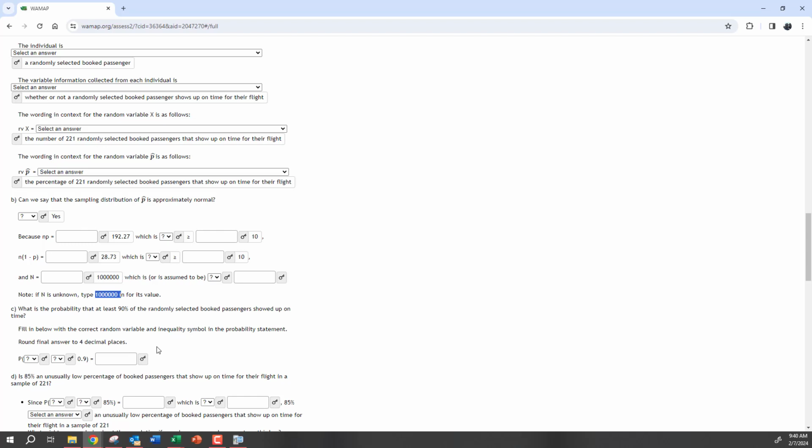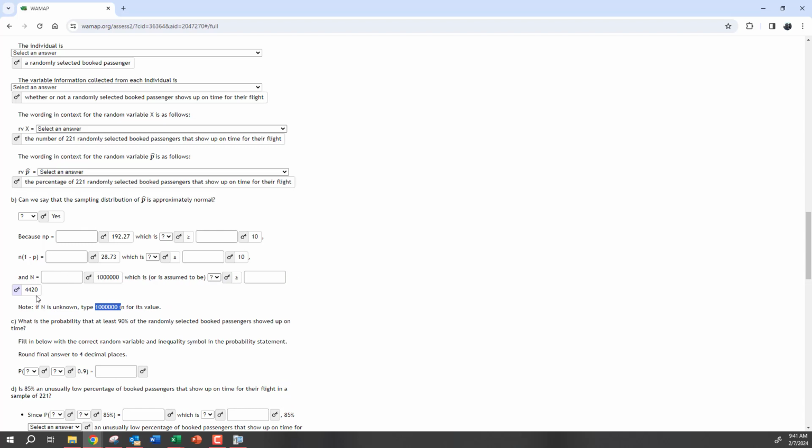They're basically just saying if they don't tell you how large n is, and remember capital N is the size of the entire population that we're looking at, and we're looking at all airline passengers. If you know anything about the airline industry, literally millions and millions of people fly every day. So even if this was how many people show up on time in a given day, it's going to be millions. So you could use a number this big, which is 1 million. So our population size is 1 million, unless the question told you what it was, then you would use that. And that is greater than or equal to 4,420.